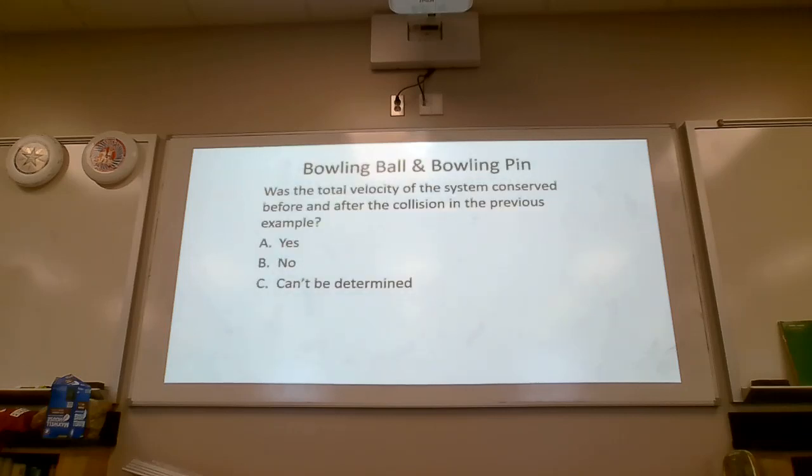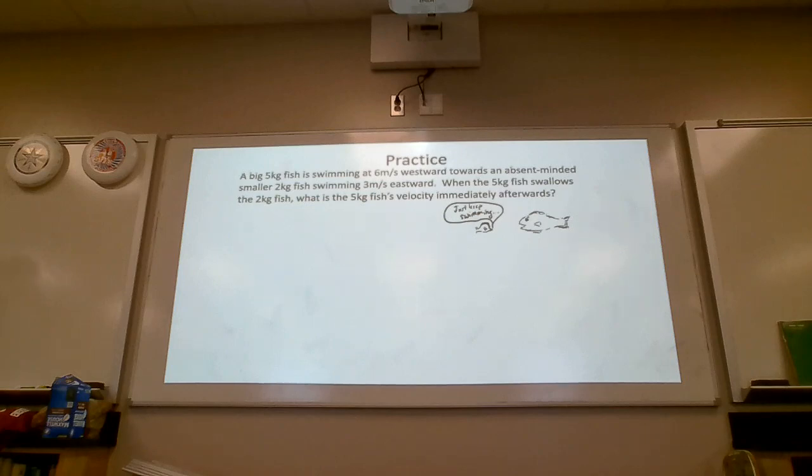Okay, we already talked about this one. Example is no, total velocity is not conserved. Let's look at another example. So you've got a big 5-kilogram fish swimming at 6 meters per second westward towards an absent-minded, smaller 2-kilogram fish swimming at 3 meters a second eastward. When the 5-kilogram fish swallows the 2-kilogram fish, what is the 5-kilogram fish's velocity immediately after lunch?